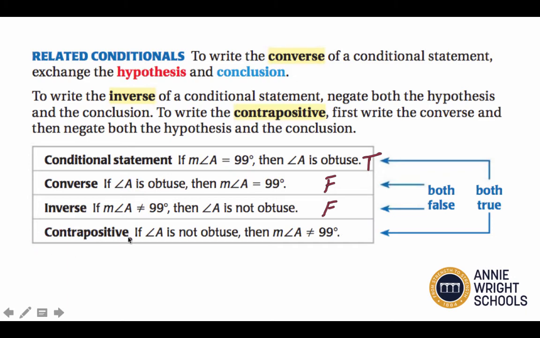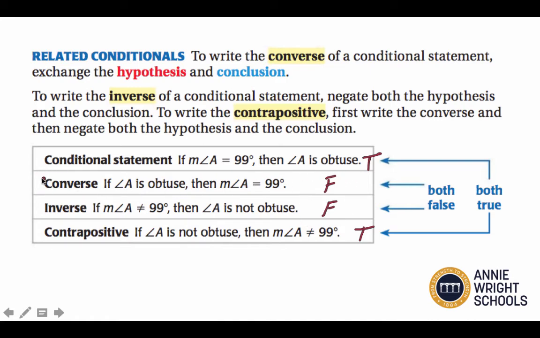Lastly, my favorite, the contrapositive. Flip the hypothesis and conclusion, then negate them both. If an angle is not obtuse, then the measure of the angle does not equal 99. That is a true statement. And what is always true when we deal with conditional statements, that if the contrapositive is true, then the original statement is true. And that the converse and the inverse will also have the same truth value.